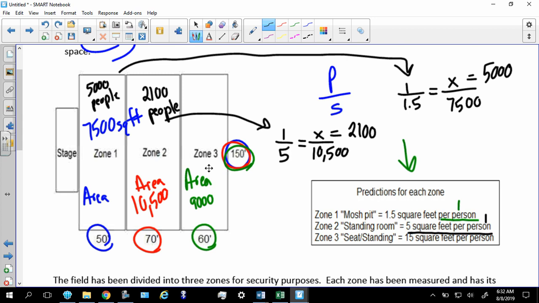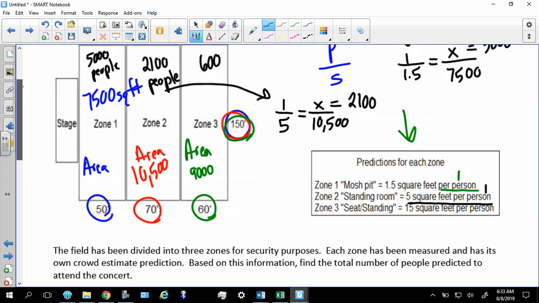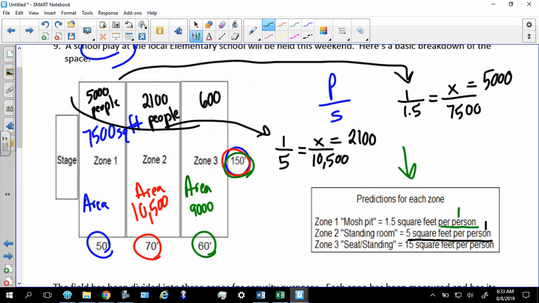Now you do the exact same thing for zone 3, and I'm going to speed up a little bit. You're going to get 600 people. Okay? So when I add up all my people, I end up getting 7,700. Now you might be asking, where'd you get all that? Well, I just added all these people up right here.